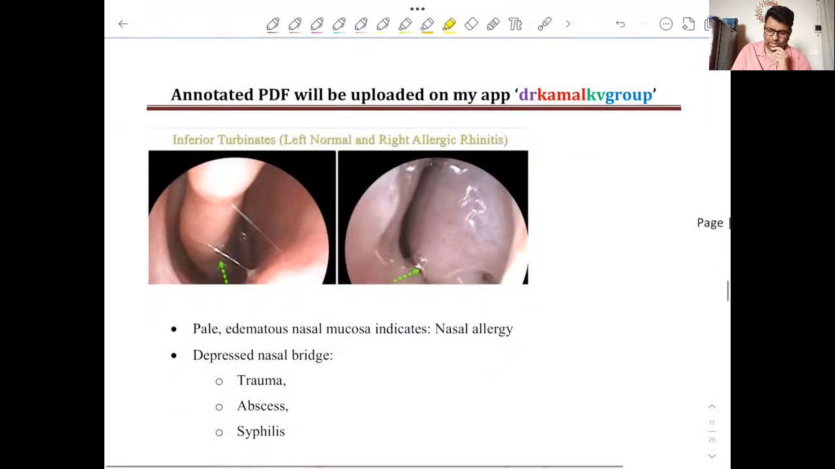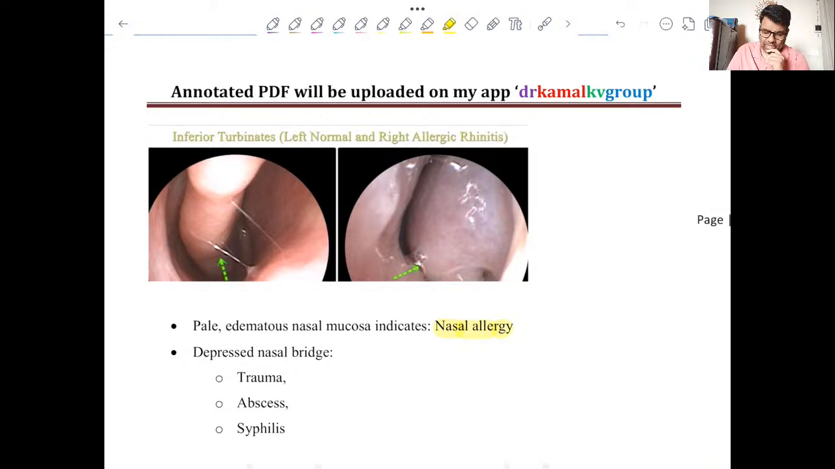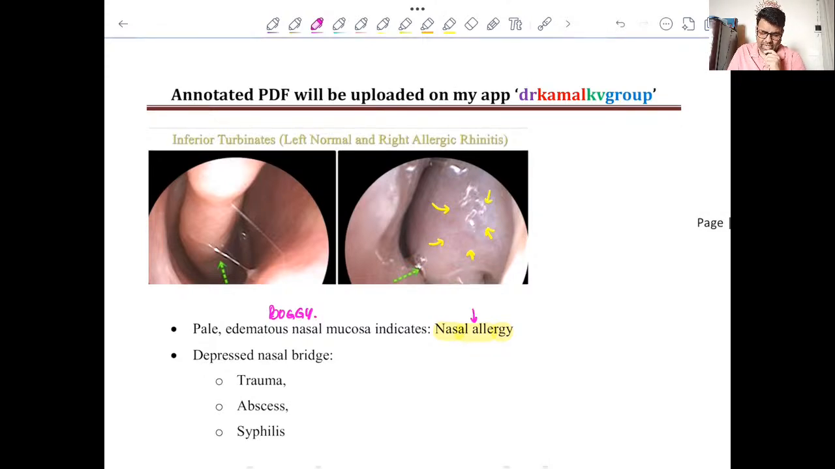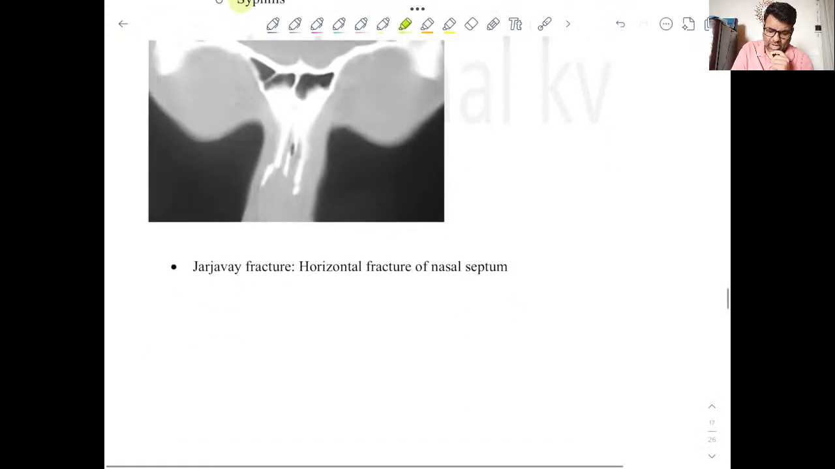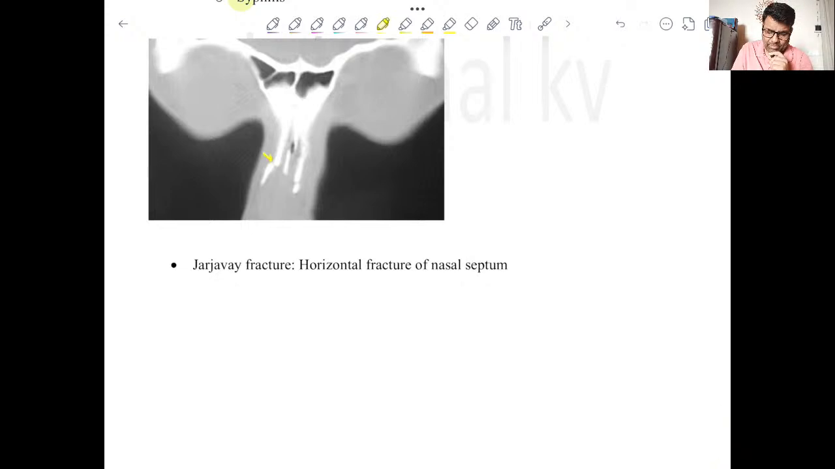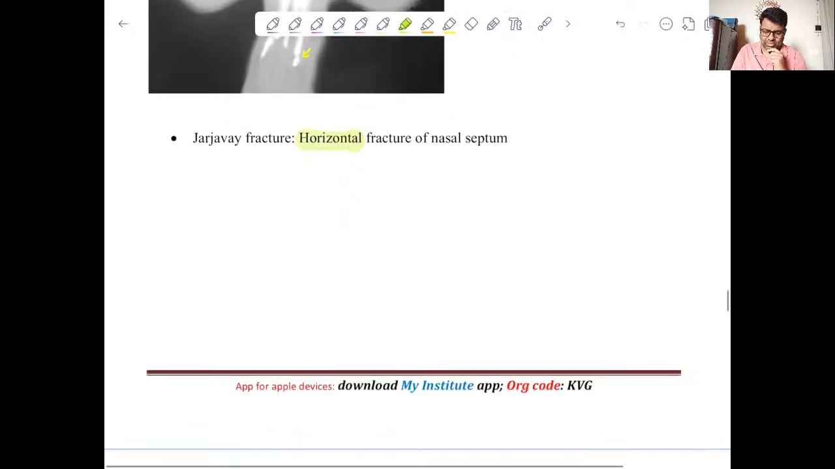Then moving forward to nasal allergy, where we can see that the nasal mucosa is pale, edematous, and boggy, right? So it has swelled up. So this is classical of nasal allergy. Then depressed nasal bridge, that is also known as saddle nose. This is seen in trauma, abscess, or syphilis, clear? Then there is one Jarjavay fracture of the nasal septum, where you can see a horizontal fracture line. So this is Jarjavay fracture.